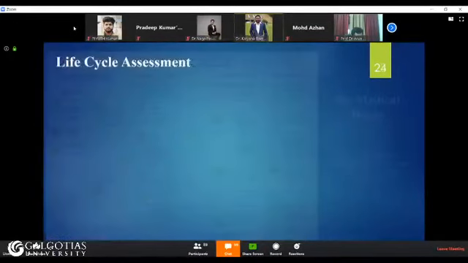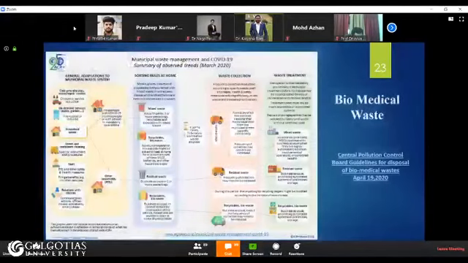Then I'll finish off with my last part of this presentation, which is about how to overcome all these things. It's not a single man's job. It's not a couple of families' job or a community job or a state job. It's a collective job. As individual families, we need to ensure that the waste being generated does not have adverse effects on society.